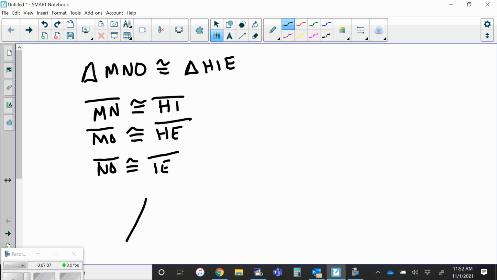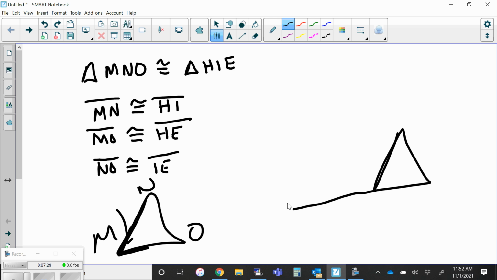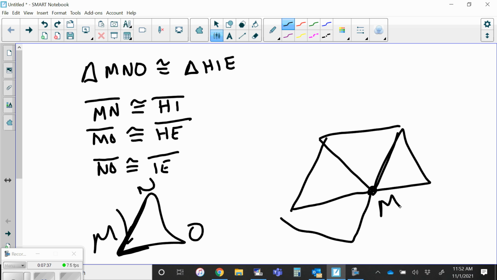Since these are just triangles by themselves, what can I name this angle? What can I name that angle? Since it's just a triangle by itself. Yes. Why can I not call this angle M anymore? How many angle M's are there?